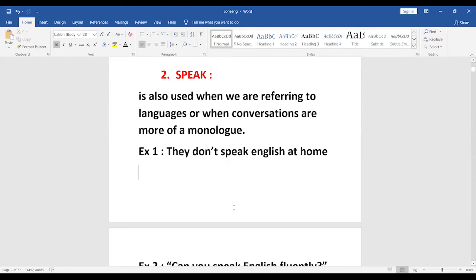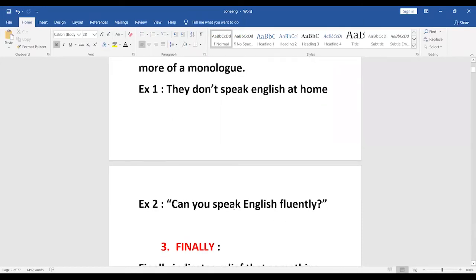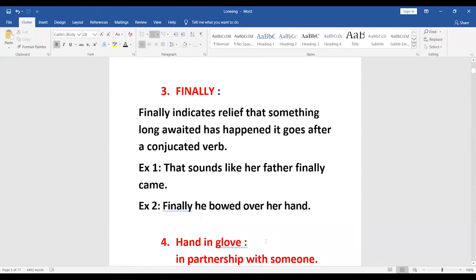You will mostly use this sentence to a stranger or in a very formal situation. Example two is, can you speak English fluently? So again, they're asking a question to someone who's unknown. And that is why they've employed the word speak. So now I hope you know the difference between the word speak and talk. Go through the video again and again if you haven't understood it. And if you really need any more help, please holler out and we will help you.